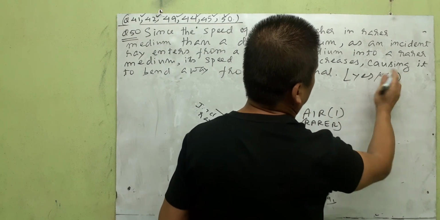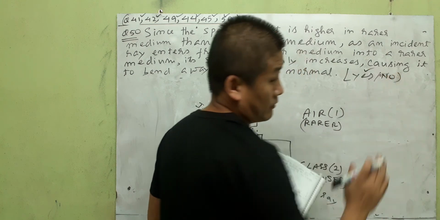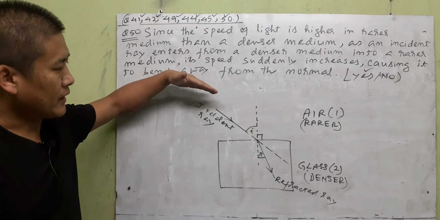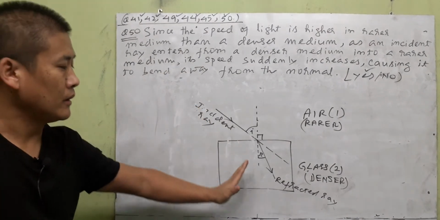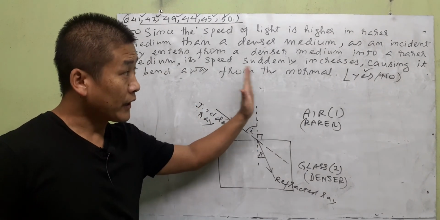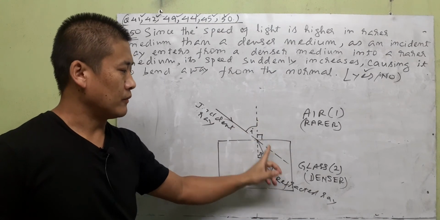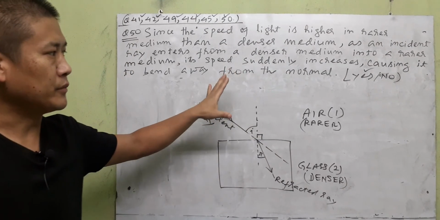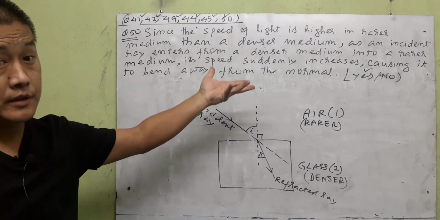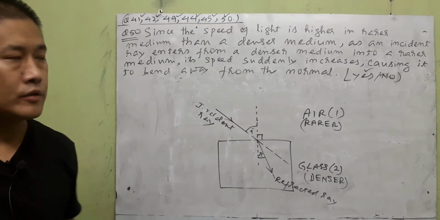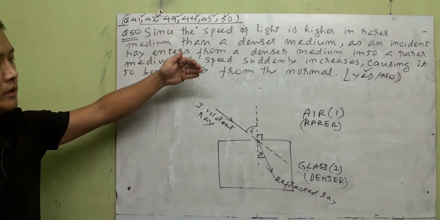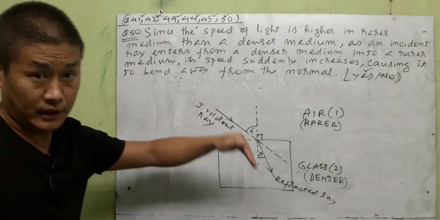And right here, yes. We learned in the previous section that when the light ray enters from a denser into a rarer medium, it bends away from the normal because the speed of light suddenly increases in the rarer medium. So this is yes. Today we learned primarily the phenomenon of refraction and the reason how it bends as it enters from one medium into another.